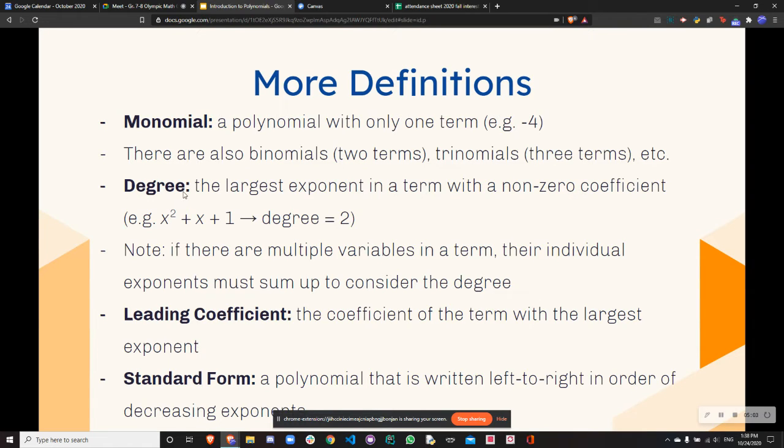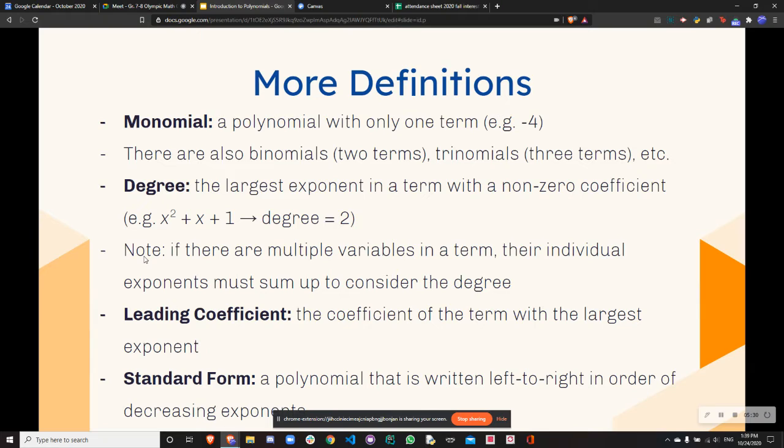And the second definition is degree. Degree is the largest exponent in a term with a non-zero coefficient. So here's an example. We have x squared plus x plus 1. The term with the largest exponent is obviously x squared. So the exponent here is 2. That means that the degree of this polynomial is equal to 2 as well.